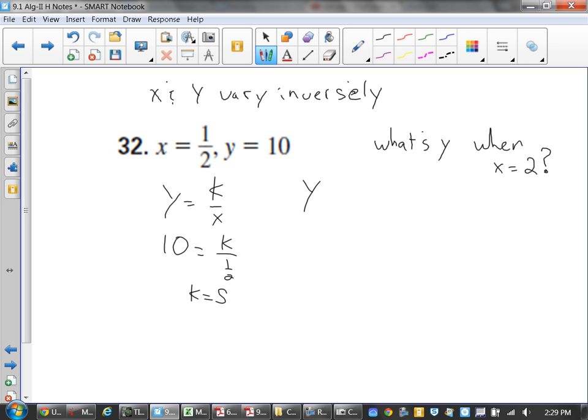So is y 5 over 2 or do you want it to be 2.5? Oh, 5 over 2 is fine. That's fine. Hey, Jessica, you're not the only one that got caught on that one today.